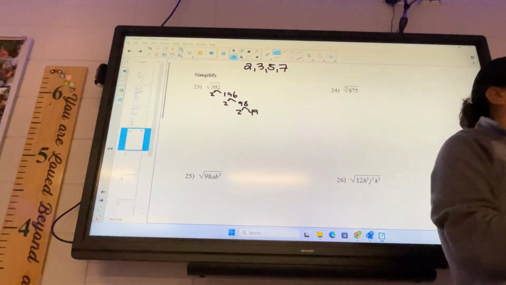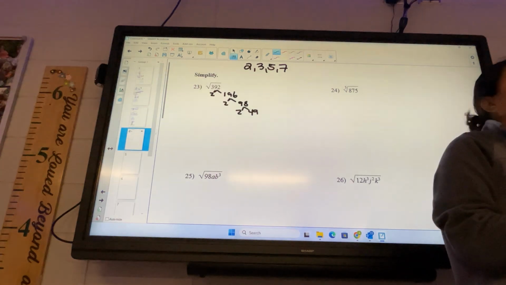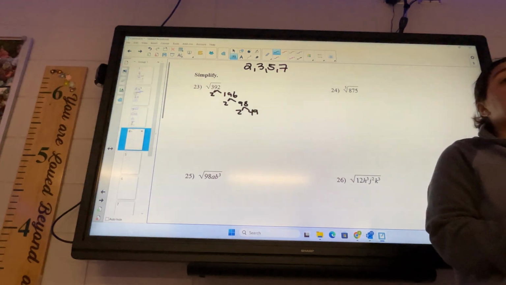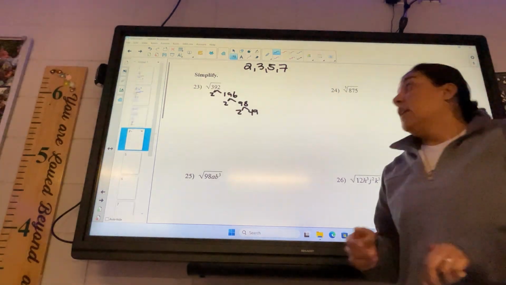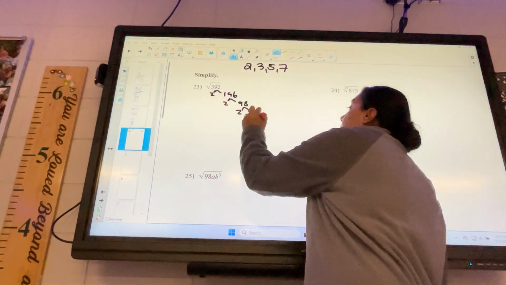Doesn't work. 49 divided by 5 because that's our next number. It does not work. So then you check 7. 7 does work, right? 7 and 7.